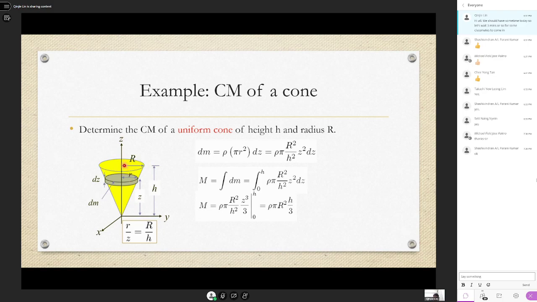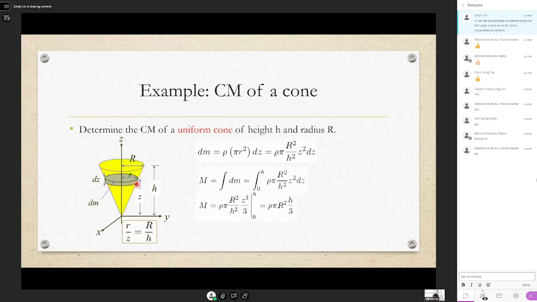The total radius here is capital R. If we chop it up into slices of this volume, the slice radius will be small r, and this small height we'll call dz. And then from the bottom to wherever the slice is, that is our z.